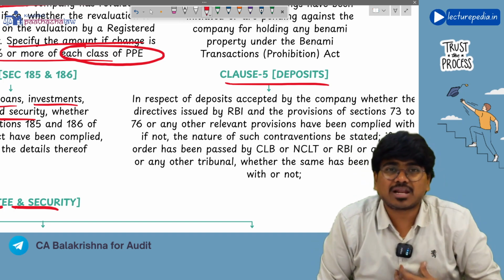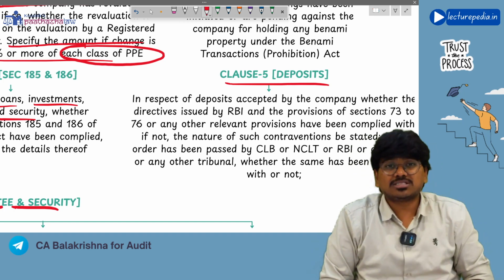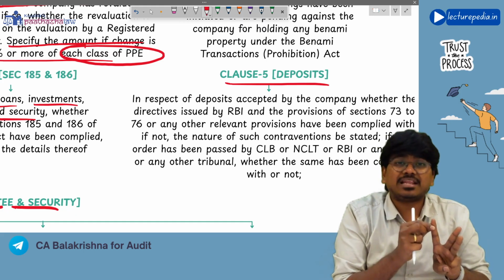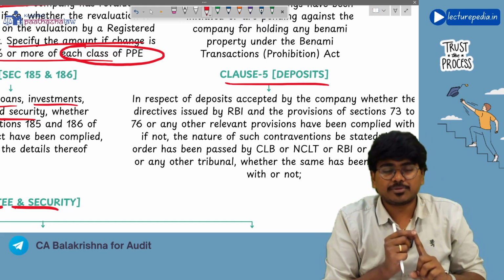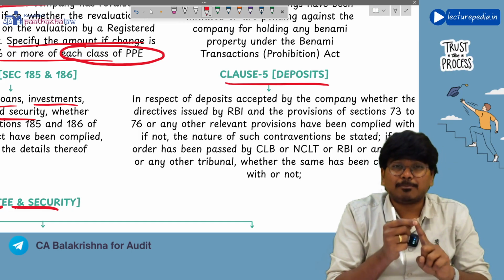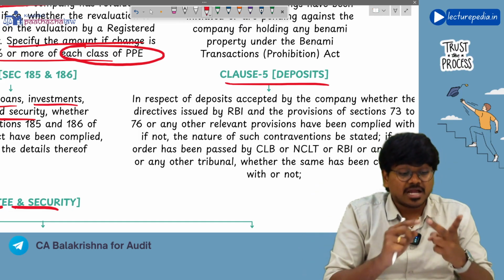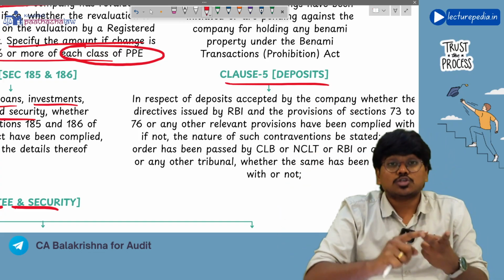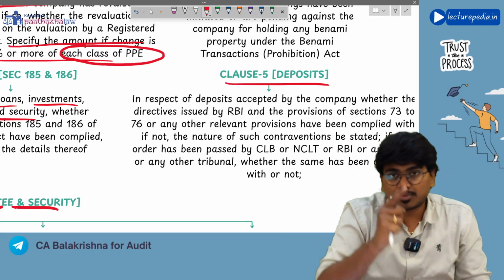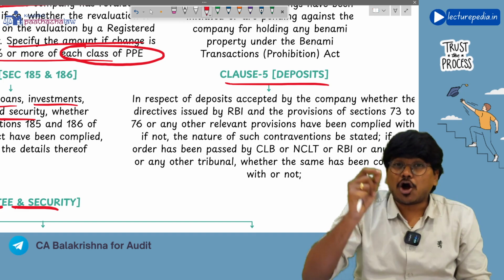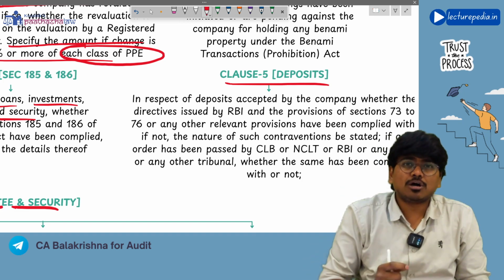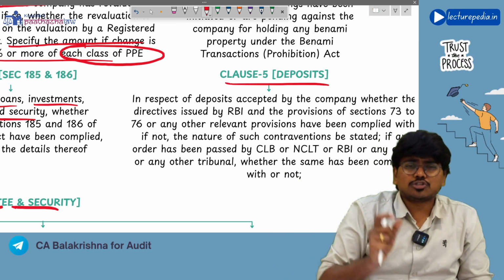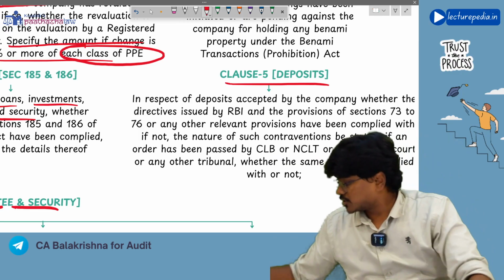Now deposits become a liability for the company. Now with respect to the deposits, the company needs to comply with three things. First one, RBI will issue various directives with respect to the deposits that the company accepts. So the company should comply with all the directives issued by RBI. Next, with respect to deposits, in the Companies Act, there are sections 73 to 76. So all those sections that are dealing with deposits should be complied with by the company. Next, if any order is passed by the Company Law Board, National Company Law Tribunal, or any court, that order should also be complied with by the company with respect to deposits.